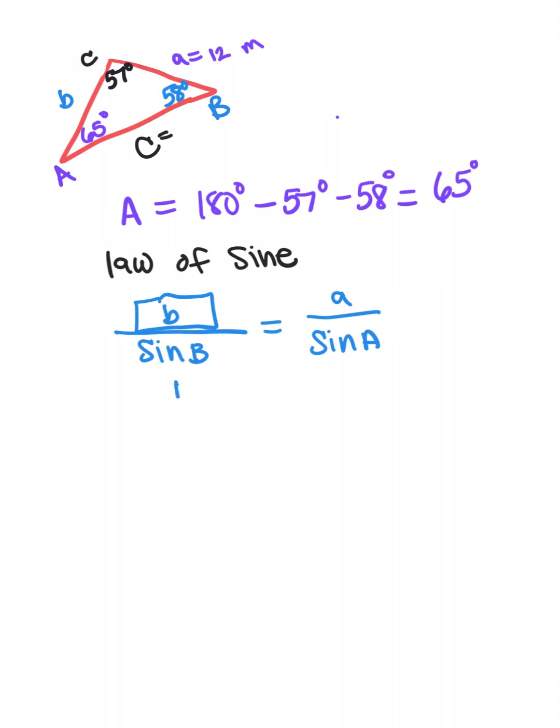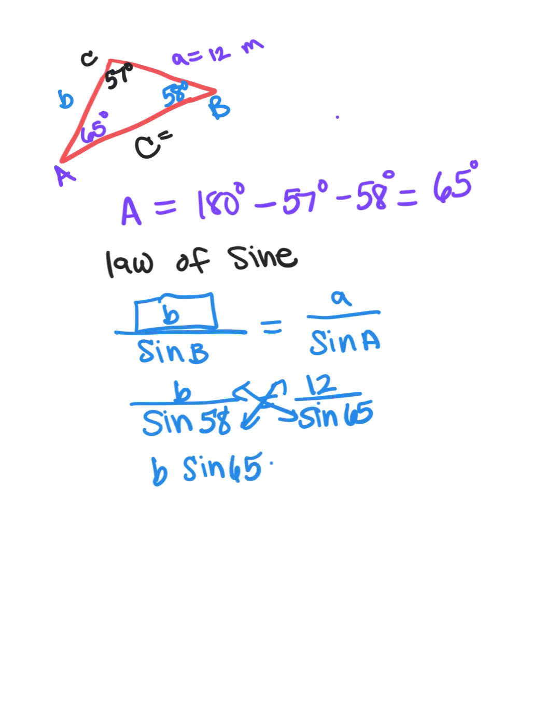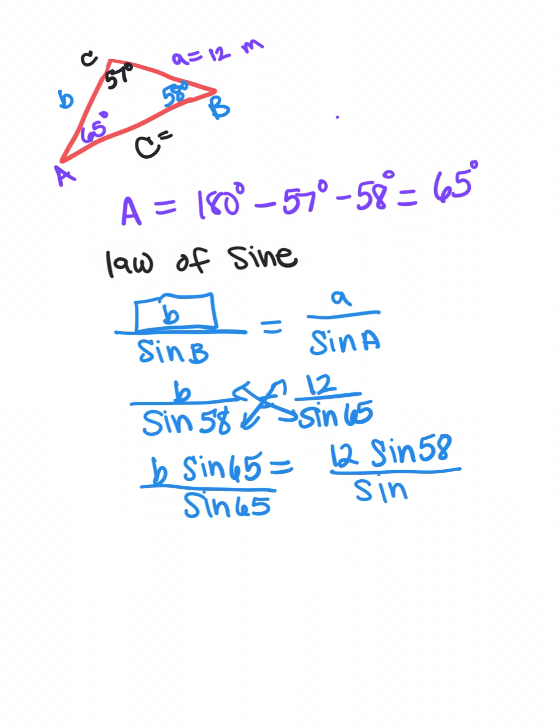So we have B over sine of 58 is equal to A, which is 12, over sine of A, which is 65. We're going to cross multiply and solve. So it's going to be B times sine of 65 equals 12 times sine of 58. And we're going to divide by sine of 65 on both sides. So when I plug this in, I'm going to say B equals 12 sine of 58, close the parentheses, hit divide sine of 65.